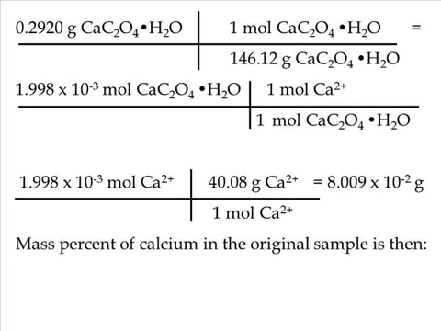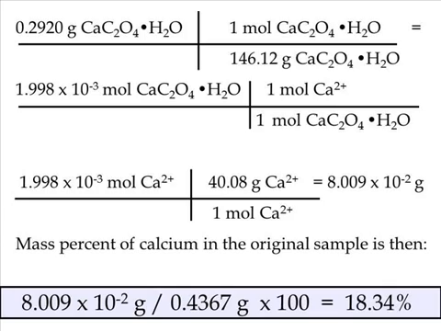Now we want the mass percent of calcium in the original sample. We're not interested in the mass of calcium ions in the precipitate. That's already known. Those calcium ions came from the unknown. We put them in a known compound. We analyze the known compound and the mass of calcium ions in that compound. We then divide that mass by the original compound, and our unknown compound contained 18.34% calcium.